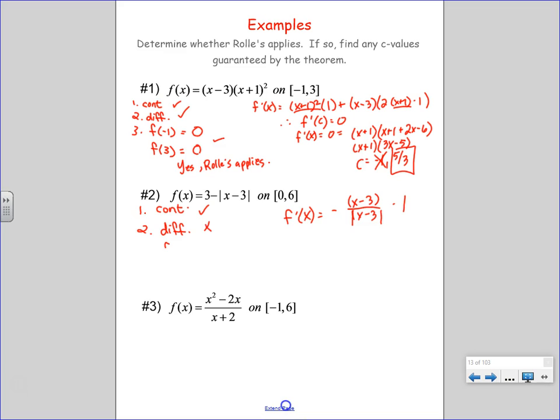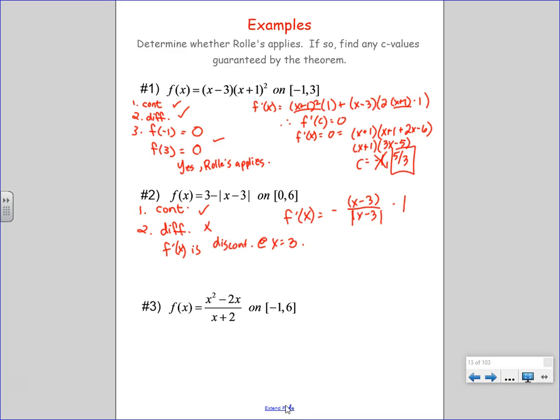No. Why? Because f prime of x is, do I put it this way? Discontinuous at x equals 3. If the derivative has a discontinuity in between, well, it's not going to exist there, so therefore the whole function's not differentiable there, which means, okay, theorem's off.